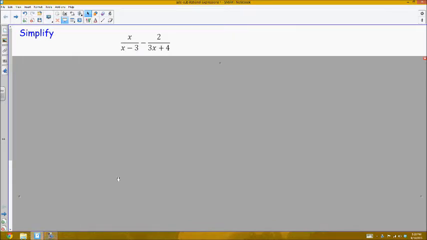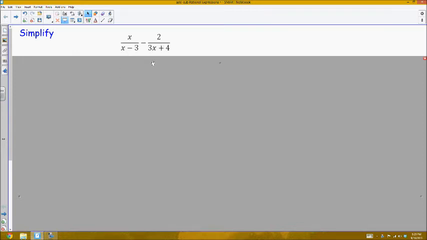Adding and subtracting rational expressions are just like adding and subtracting any other type of fraction. In order to do so, I first need a common denominator. So looking at these two, in order to get a common denominator, I'm going to need to find the missing factors of the first denominator that are present in the second, and vice versa, the missing factors of the first denominator that are not present in the second.